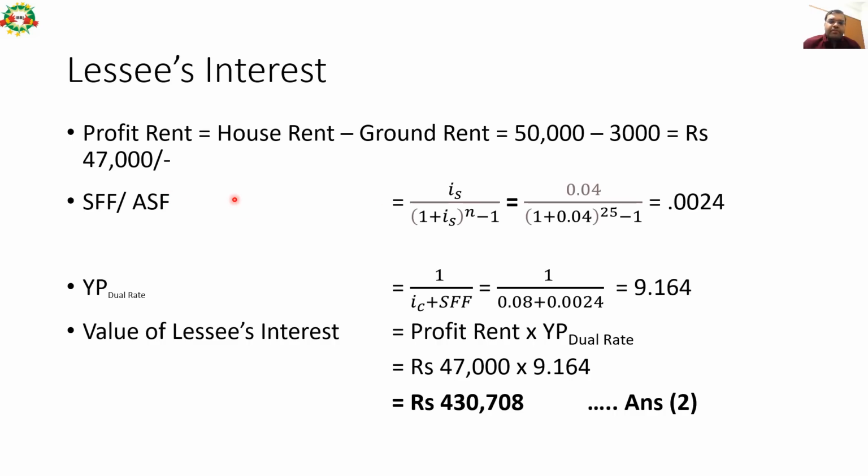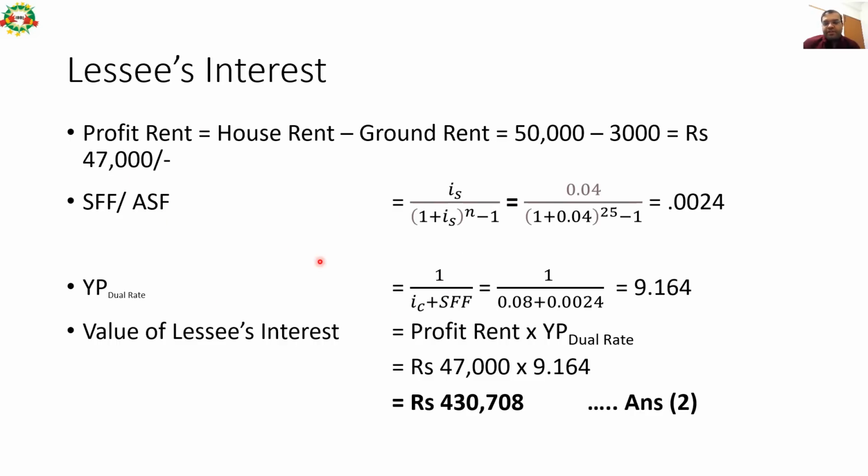Lessee's interest. So first we will calculate the profit rent. So house rent is ₹50,000 and ground rent he is paying is ₹3,000. So the net profit rent to the lessee is ₹47,000. So this ₹47,000 of rent the lessee will receive for the next 25 years. So first we will calculate the SFF, the sinking fund factor. We have already discussed the annual sinking fund formula in the previous session. Since the recoupment rate is given as 4% and the period is 25 years, SFF is equal to 0.0024.